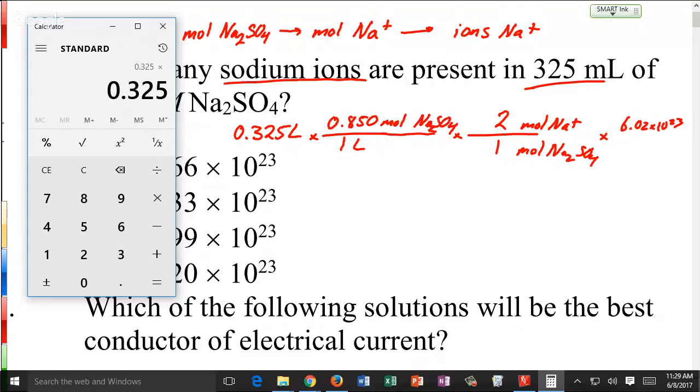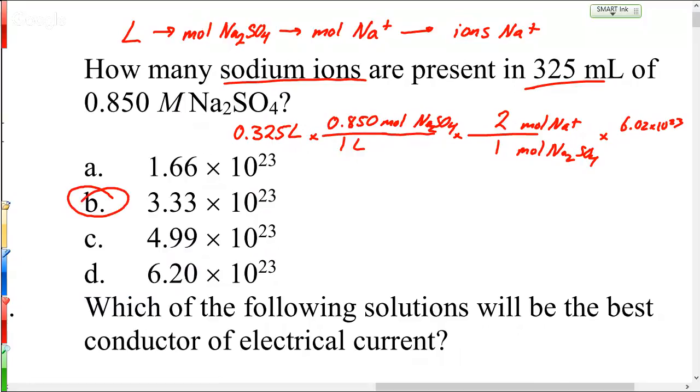Like the term millimoles. Yeah. When you're using small quantities in the lab, like normal lab quantities, we use millimoles a lot, just because it's a more convenient measurement. Instead of always saying like 0.08 moles, you can say 80 millimoles. All right, so multiplying this through, 3.33 times 10 to the 23rd, so that's B.